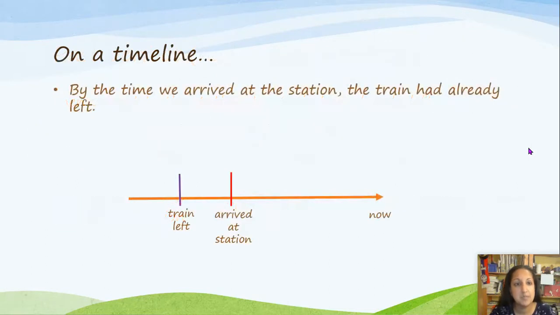For example, by the time we arrived at the station, the train had already left. The train left before we arrived at the station, as we can see on this timeline.